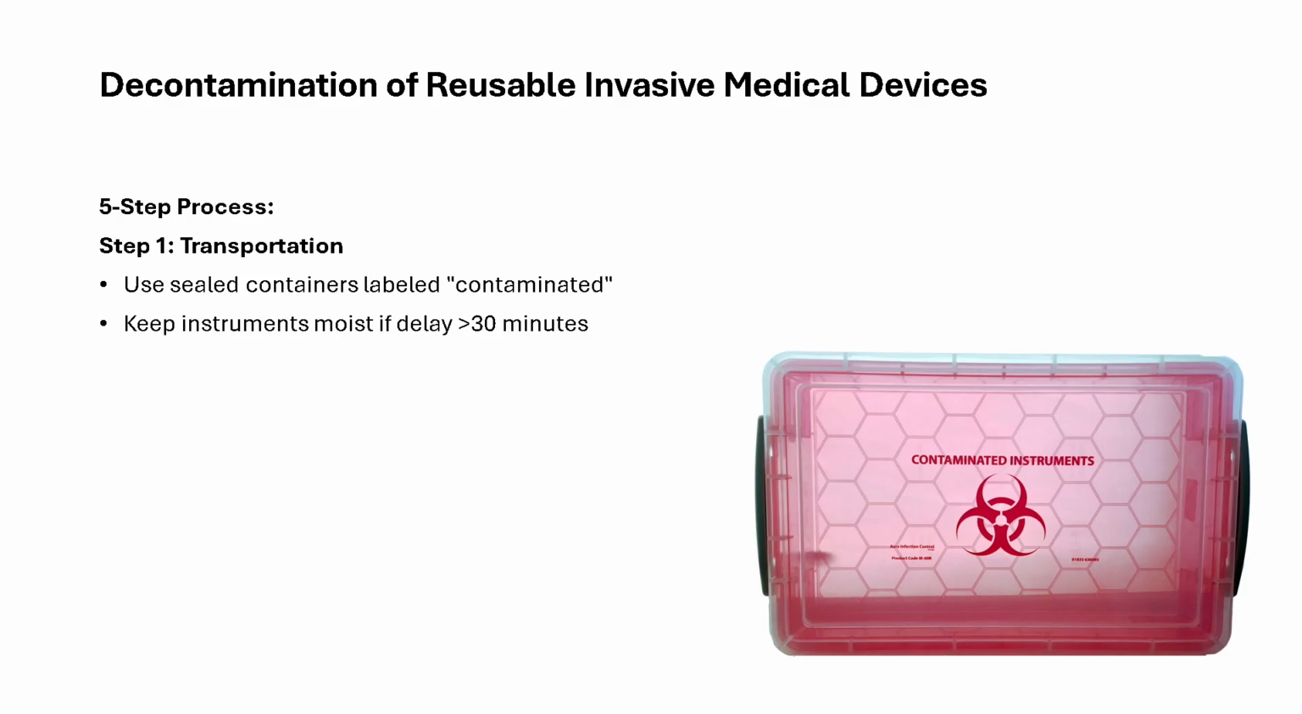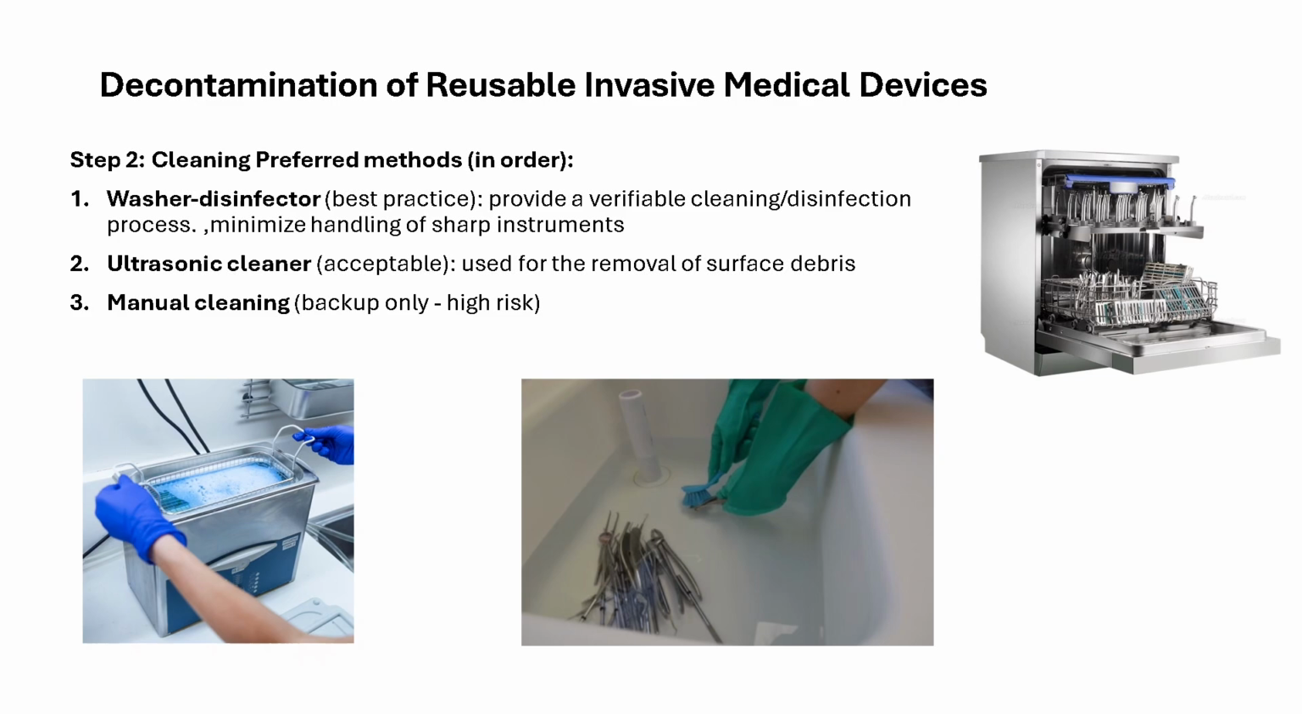Instrument decontamination is a 5-step process. So the instruments are transported in sealed, labeled containers to the local decontamination unit or room. And if unable to sterilize within 30 minutes, it's best to keep the instruments moist, because this prevents drying of blood and proteins, which will make cleaning and disinfection more difficult. Next, we have the cleaning stage.